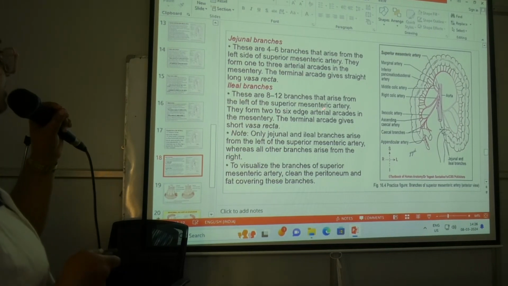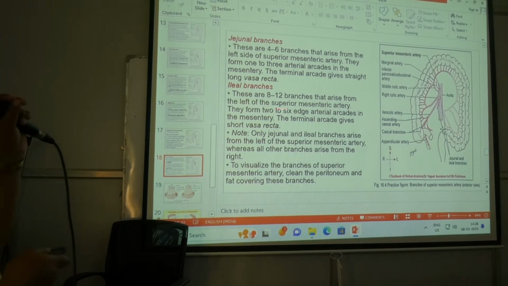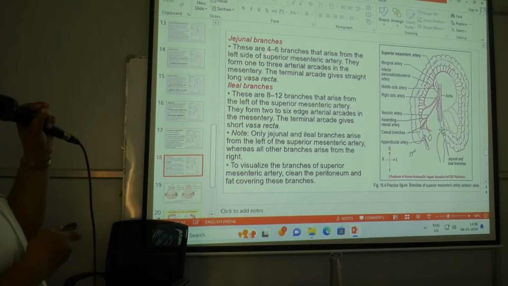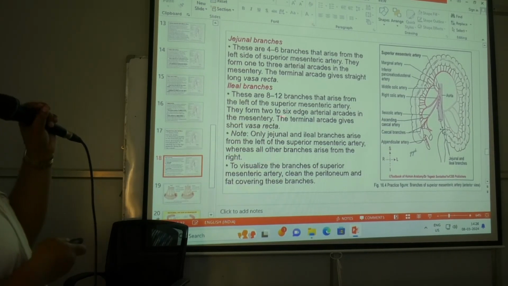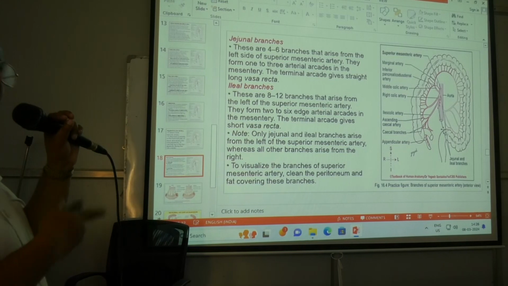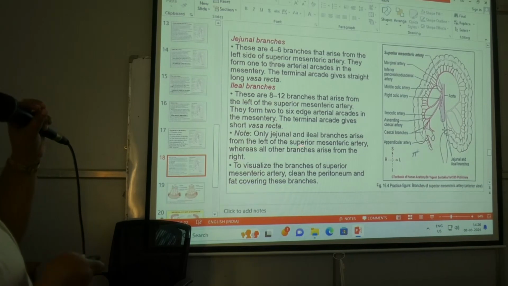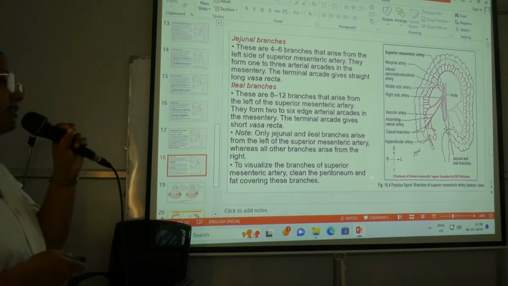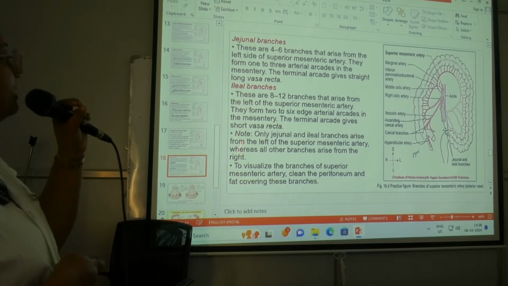The ileal branches are 8 to 12 branches that arise from the left of the superior mesenteric artery, and they form 2 to 6 arterial arcades in the mesentery, and the terminal arcades give short vasa recta that I have explained previously in this diagram. And note, only jejunal and ileal branches arise from the left of the superior mesenteric artery, whereas all other branches, that means the colic branches, all arise from the right side of the superior mesenteric artery.